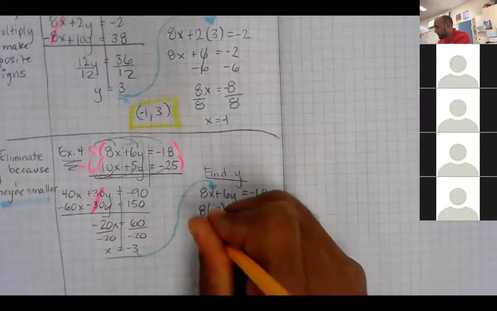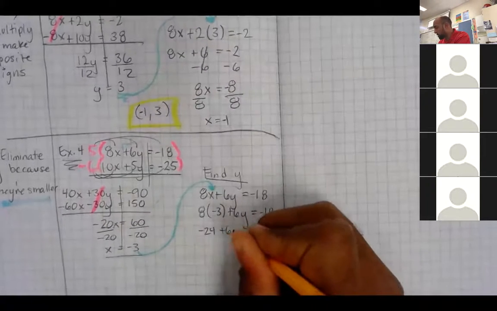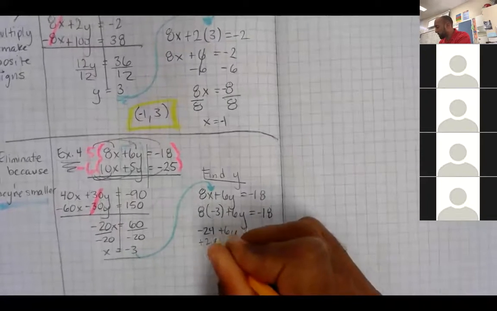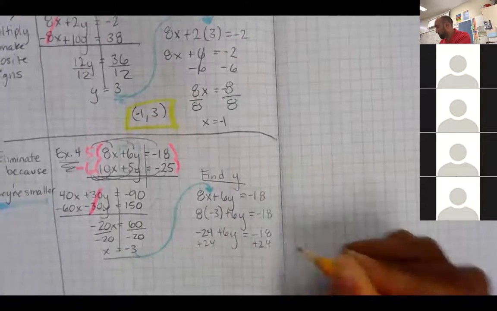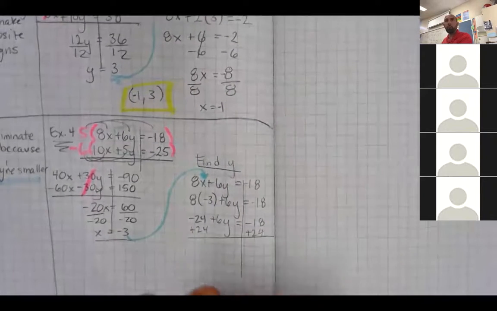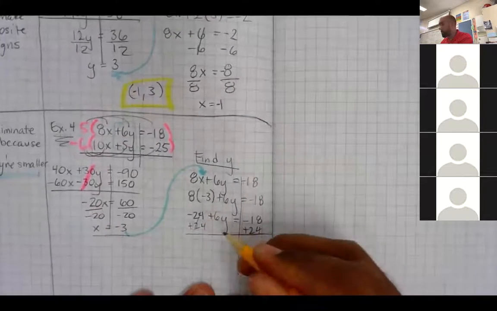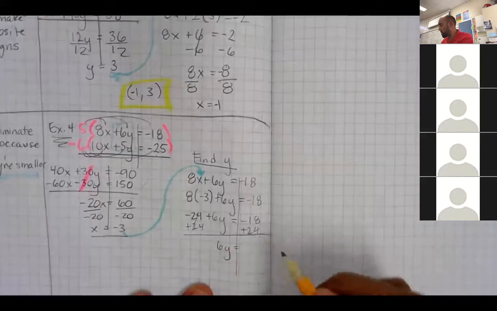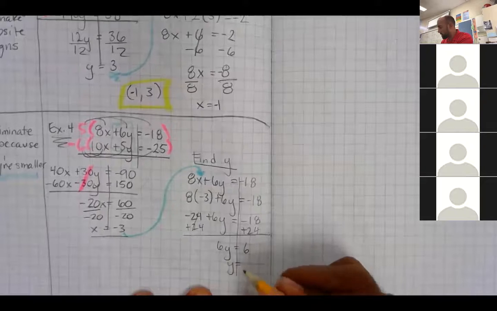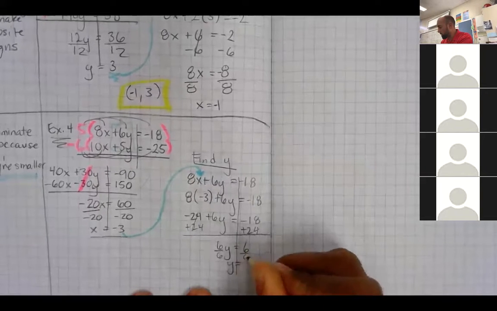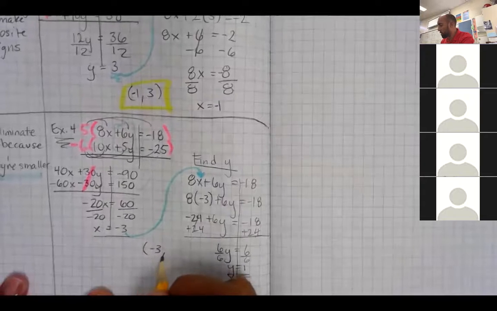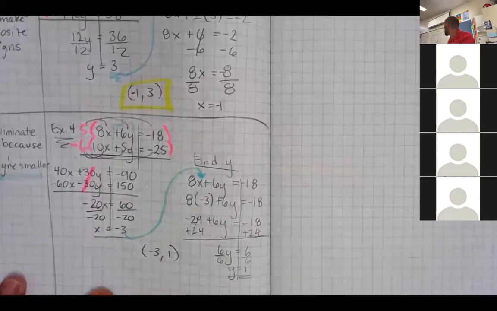Okay, so that's going to be negative 24 there. I'm going to add 24 to both sides. Draw a little line here. Okay, and so that cancels out. I have 6y equals negative 18 plus 24, that's 6. And so divide by 6 on both sides, and y equals 1. Put that together, negative 3, comma 1.